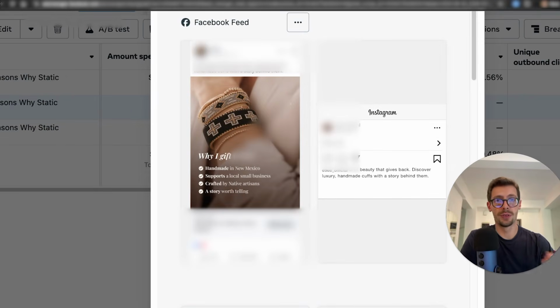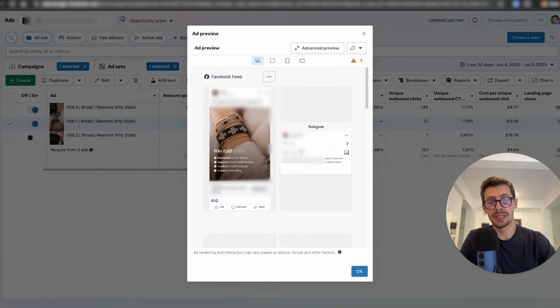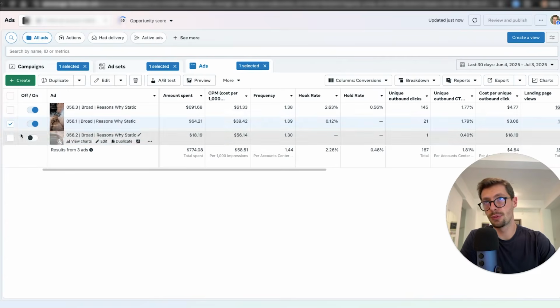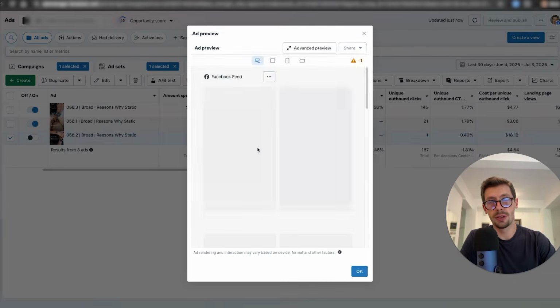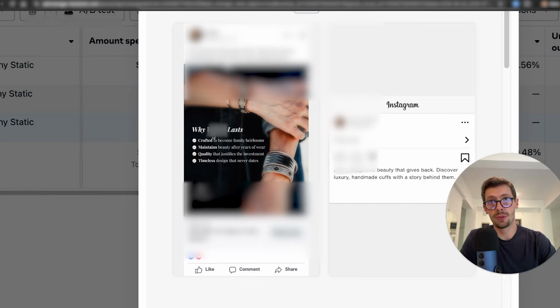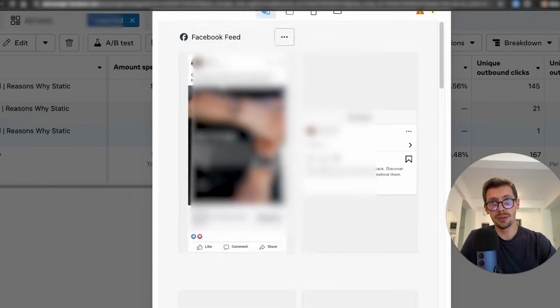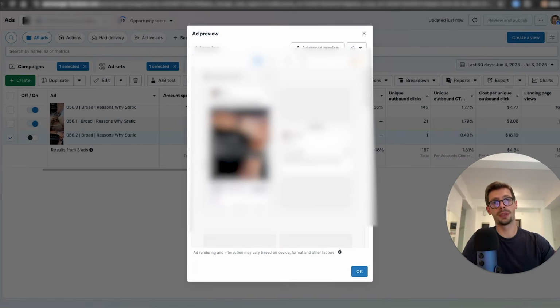So here we have another visual, first of all, and then also another angle. Like here in this test, we are testing angles. We have the same ad format, which is proven, but we test different angles, right? Here also another one, why the cuffs from this brand last, and then the benefits. And the benefits are also always aligned with the angle. So here we test the same ad format, but 3 different angles.